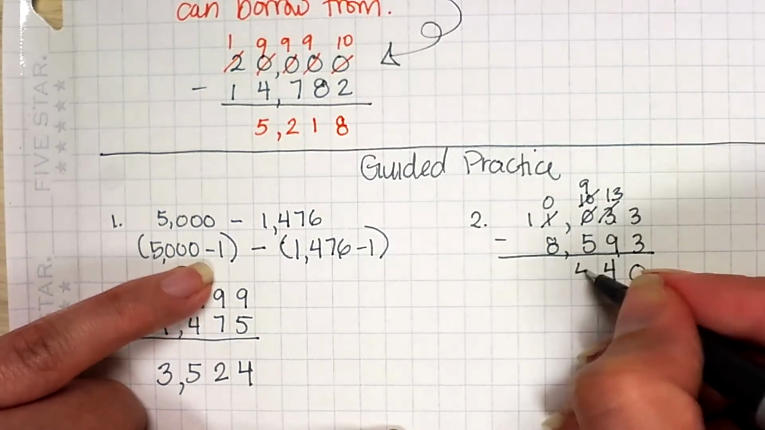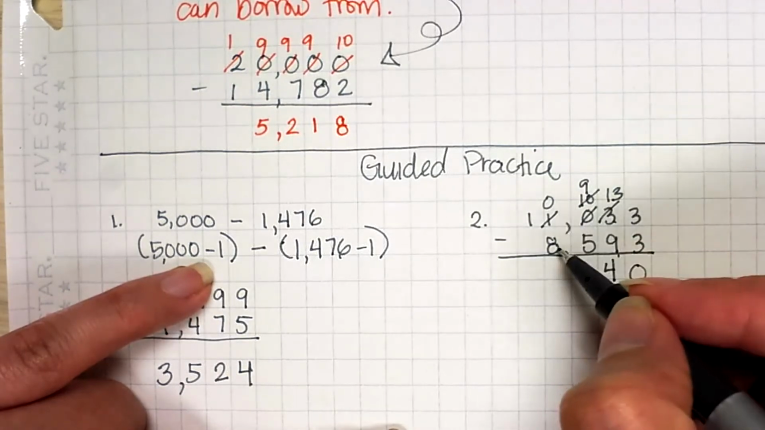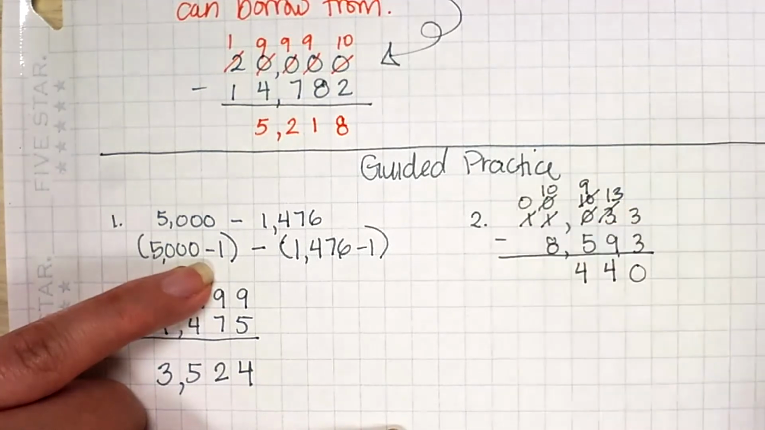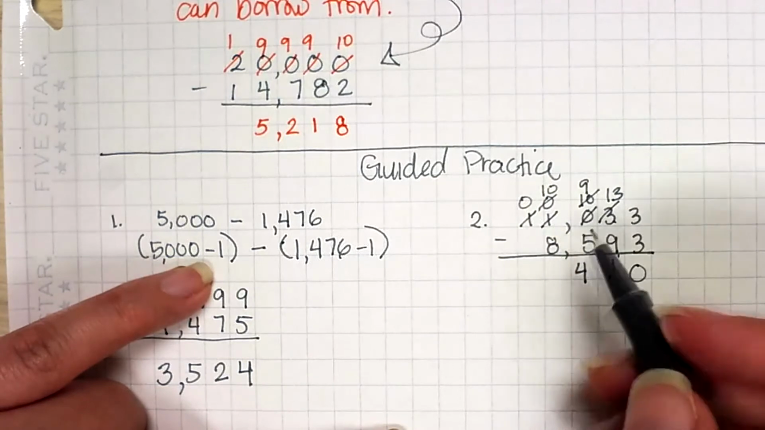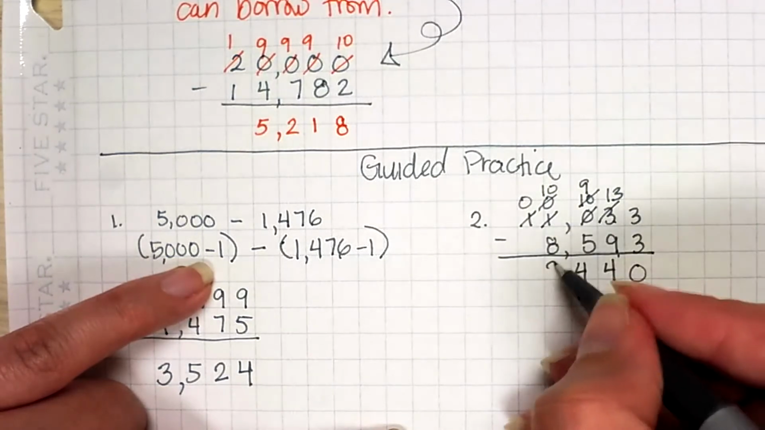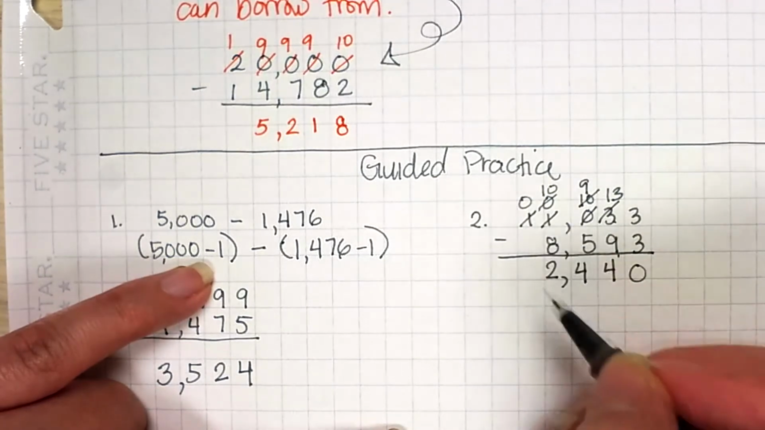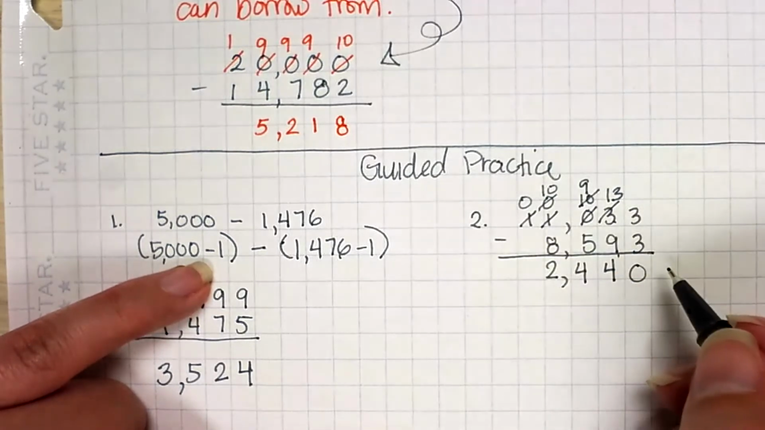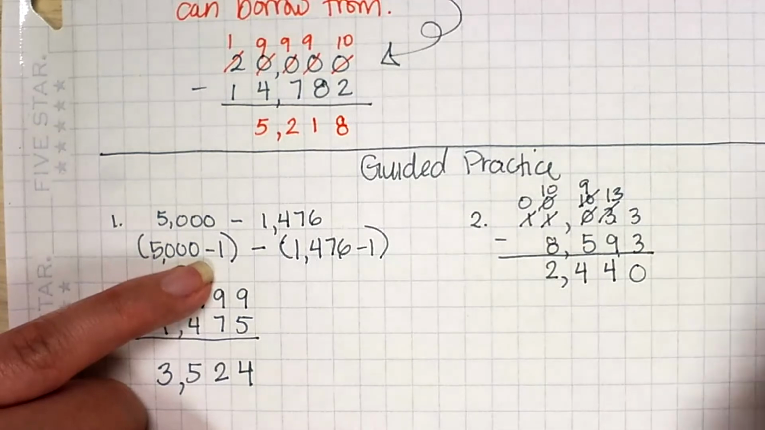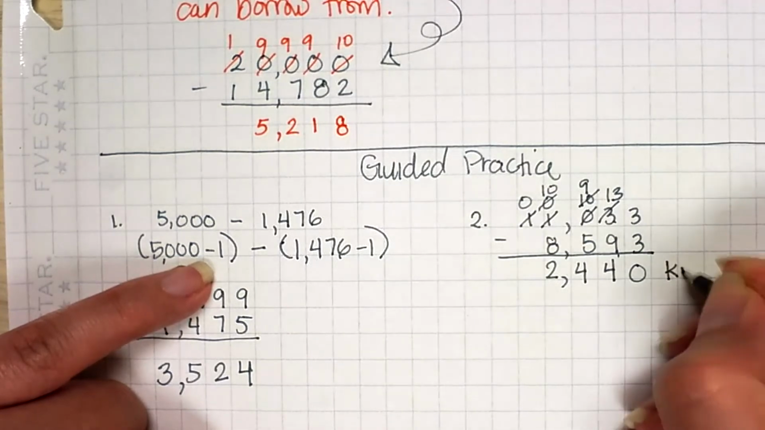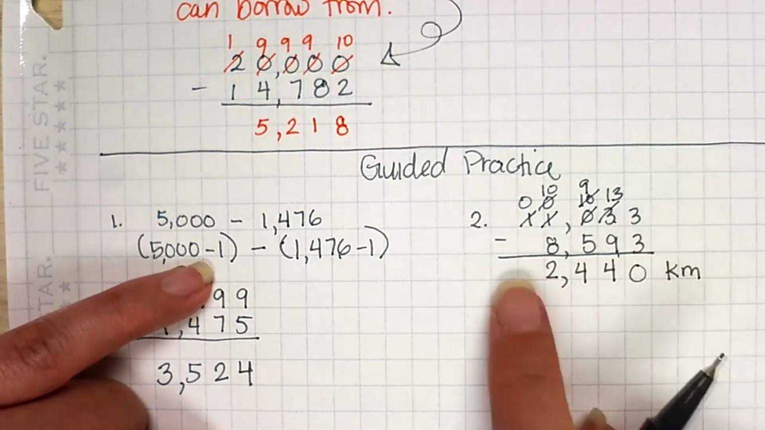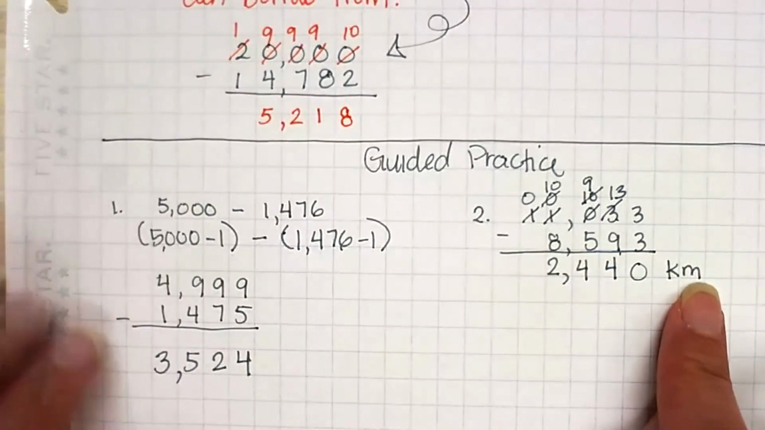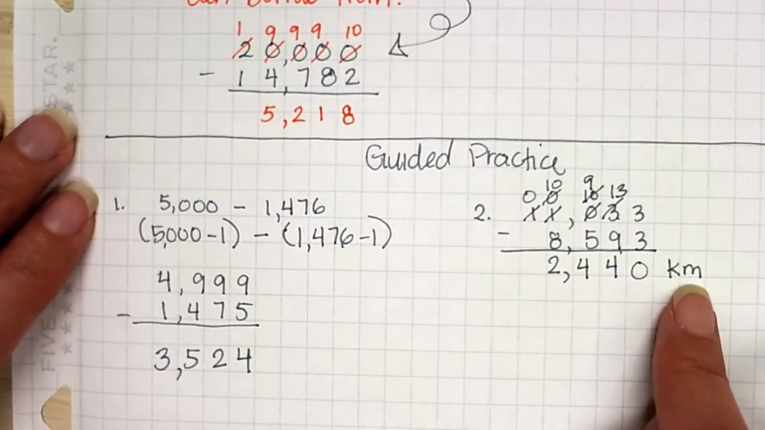9 take away 5 is also going to give me 4. I can't do 0 take away 8. So this 0 is going to become a 10. And this 1 is going to become a 0 because I have to borrow from it. 10 take away 8 is 2. And there's nothing over here, so I don't need to write that 0 in the biggest place value. So the difference in flights is 2,440 kilometers. I always put my units. When they give me a unit that I'm working with, kilometers, inches, feet, whatever it is, I always write my unit in the answer.